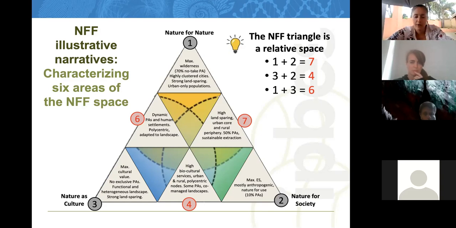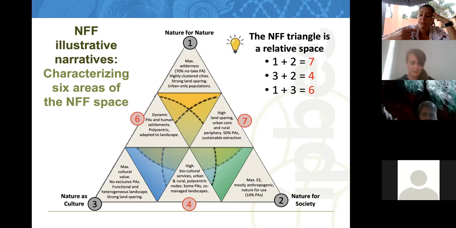And that's to put it in relation between 3 and 2, where in 3, you have no protected areas. This idea of keeping people off land is complete anathema to this whole idea of nature as culture. But then relative to nature for society, where you still need to be using most of your land for food production, for example, you still see the use, for example for tourism, of having some protected areas for megafauna, things like that. But it's very much seen as a service for people.